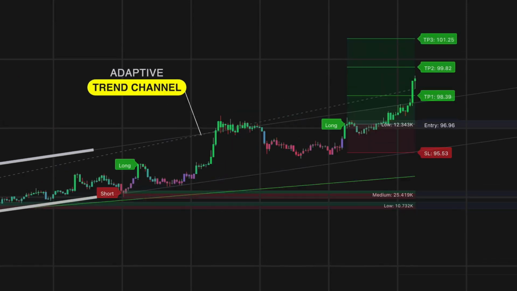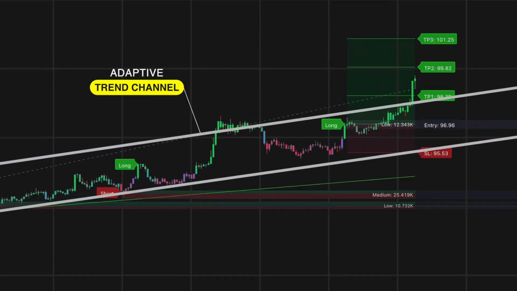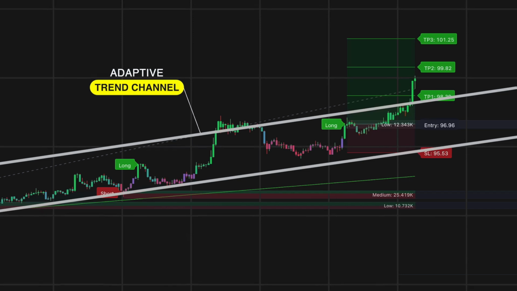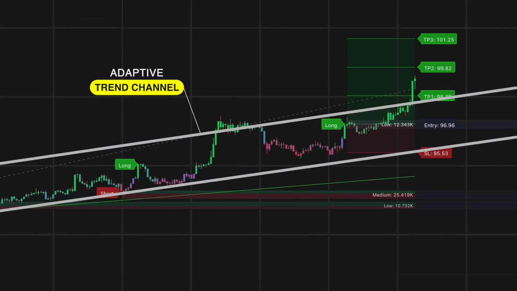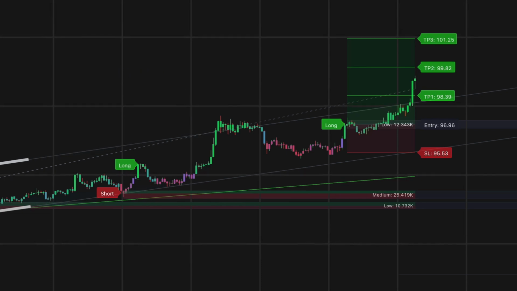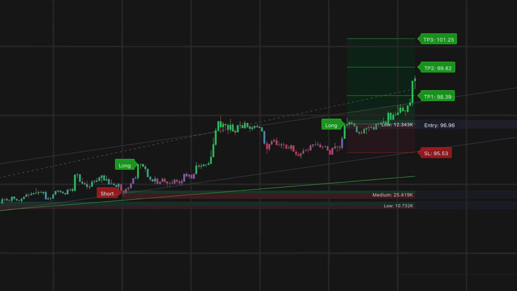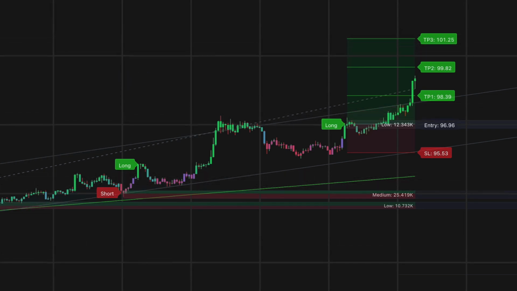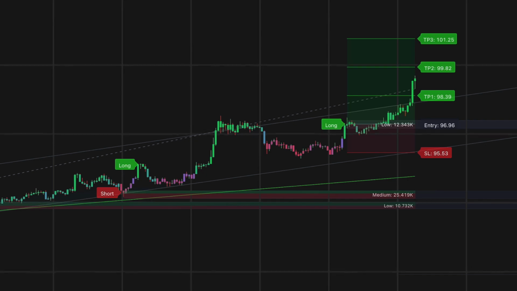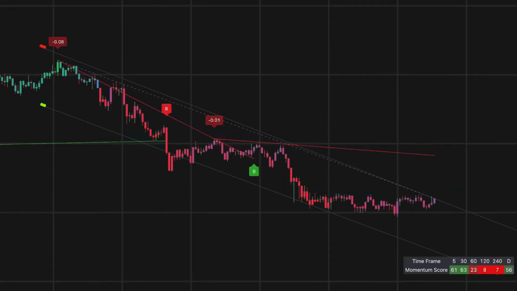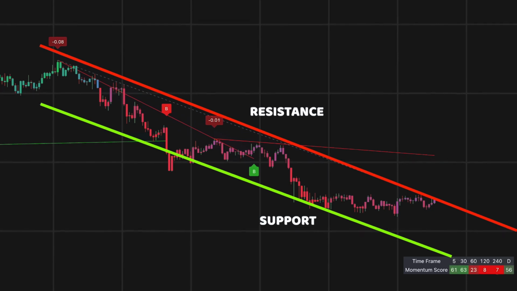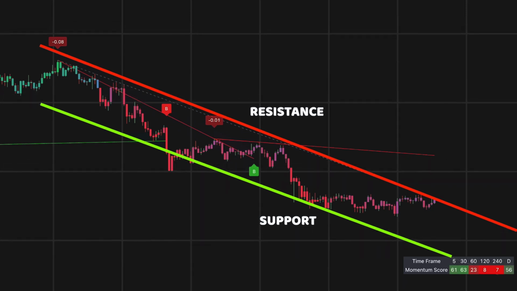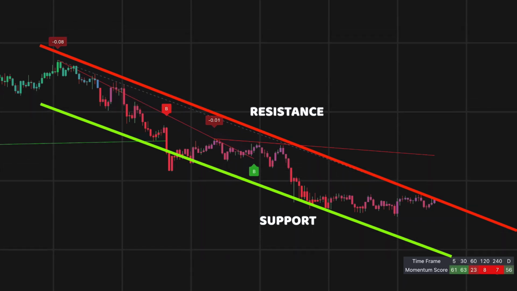The second tool involved in this strategy is significantly simpler. This is a technical analysis tool that visually represents the current trend in the price of an asset by drawing two parallel lines on a chart. These lines form a channel that encapsulates the price movements of the asset over a specified period. The upper line of the channel connects the high points of the price, serving as resistance, while the lower line connects the low points, serving as support.